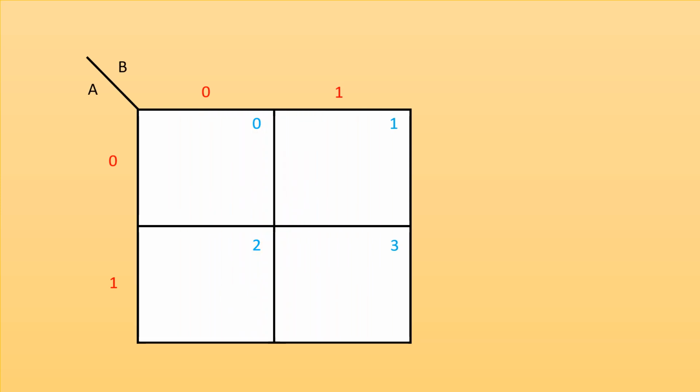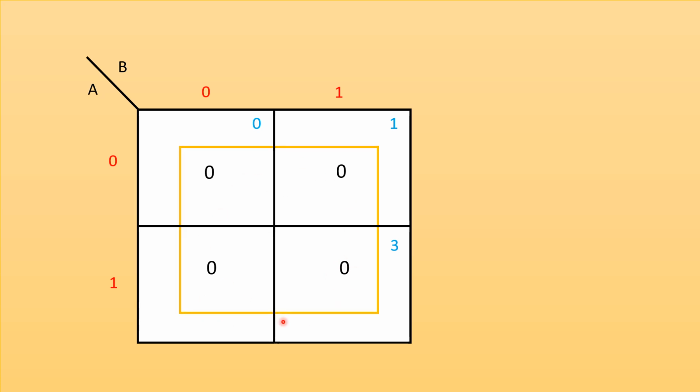Now, in this case, we are placing zeros in all the cells. Cells number 0, 1, 2, 3, all these cells are adjacent to each other. Therefore, we can group all these zeros. Now, when you read this, you can see that the variable B changes from 0 to 1, and the variable A also changes from 0 to 1. Therefore, the minimized expression is F5 is equal to 0.